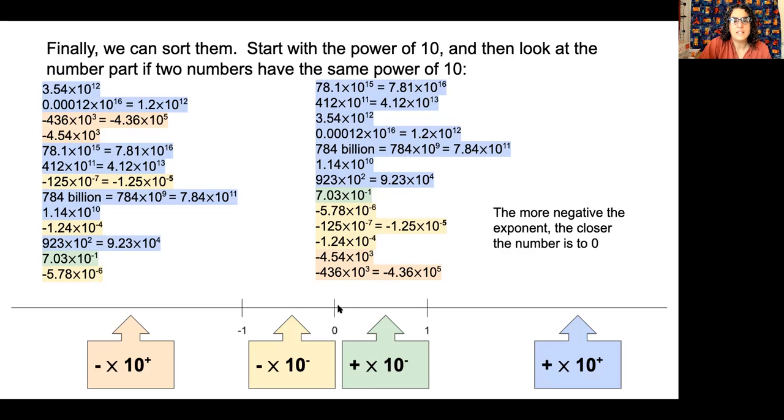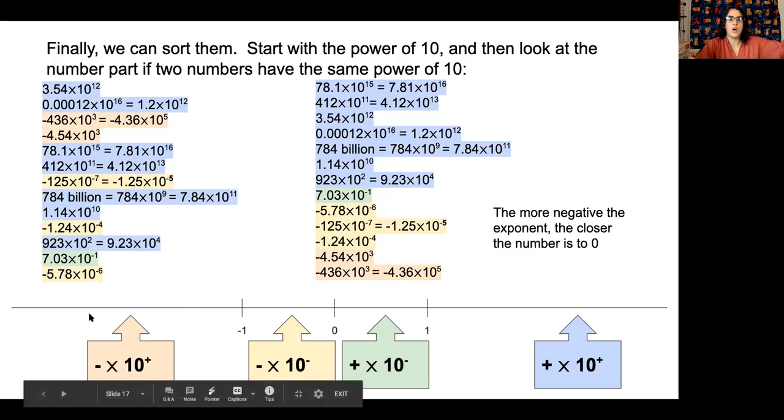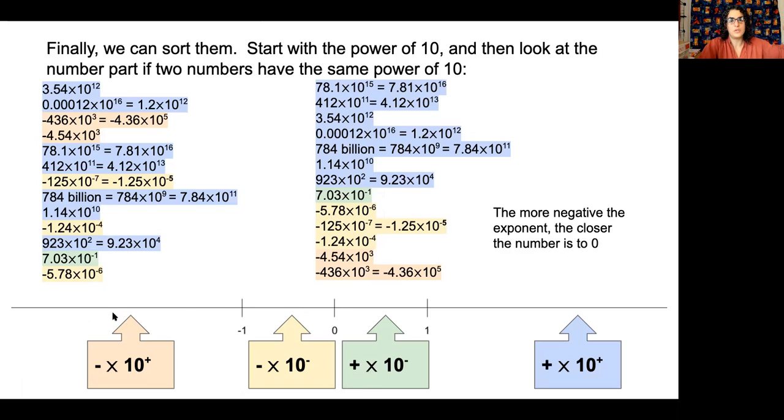So as I move below 0, I first get -5.71 times 10 to the -6th, then the -5th exponent, the -4th, and finally, I'm going to pick up these large negative numbers, the numbers that are negative and have 10 to a positive power. And I have -4.54 times 10 to the 3rd, followed by -4.36 times 10 to the 5th. So that's how we sort numbers in scientific notation.